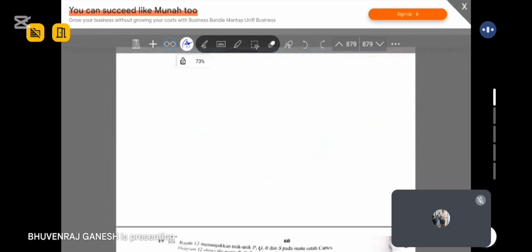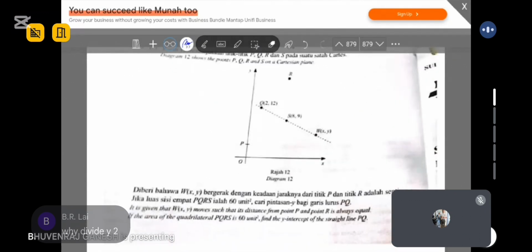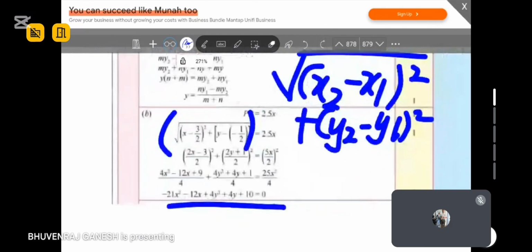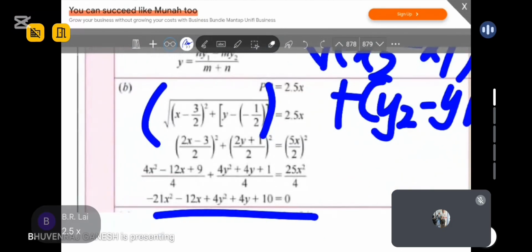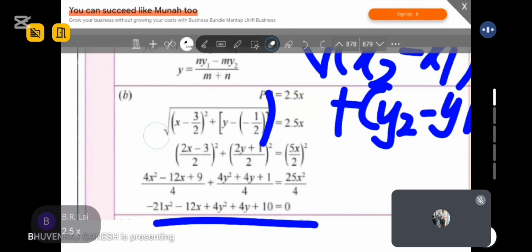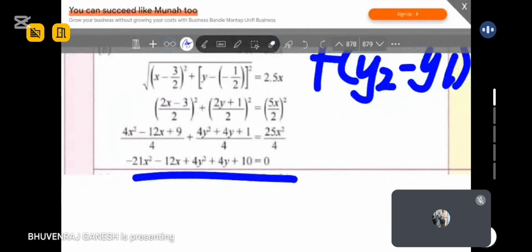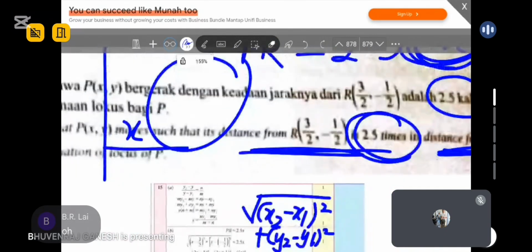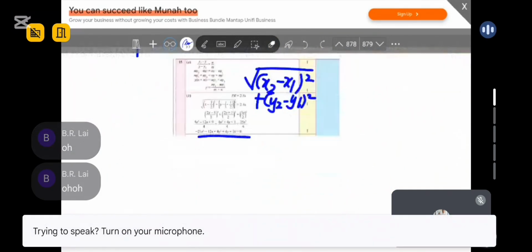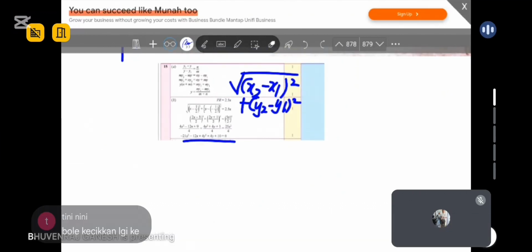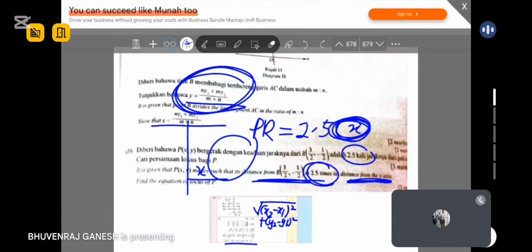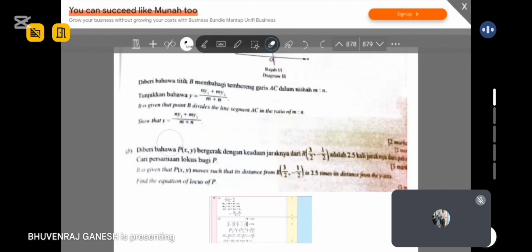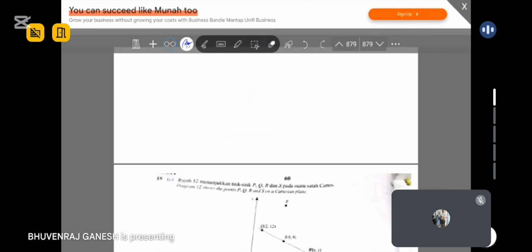Okay, next one. Last guys. Last question. Okay, soalan C. They ask you to find the y in... y divide 2? Which one? Where? Where got divide 2? Y divide 2.5x. Just now I explained, right? The distance is 2.5 times the distance from y-axis. Okay ya? Boleh kecilkan lagi? Oh, kamu nak nampak soalan ke? Tak apa, nanti saya akan share PDF guys. Jangan risau. I will share the PDF to you all. Okay, we go last question now.